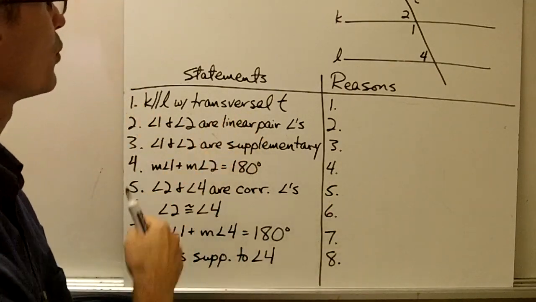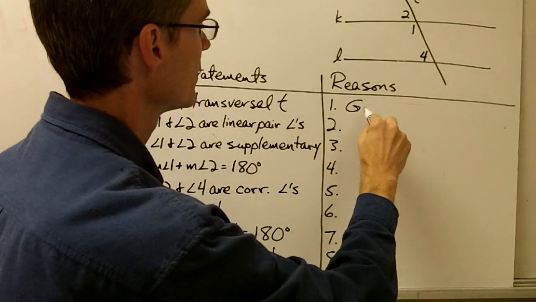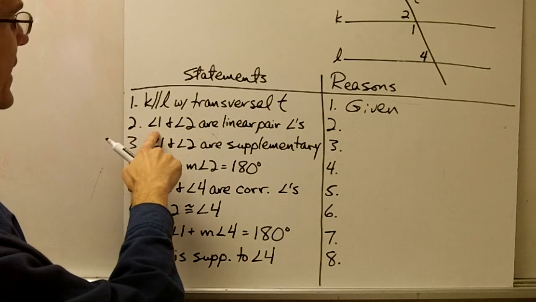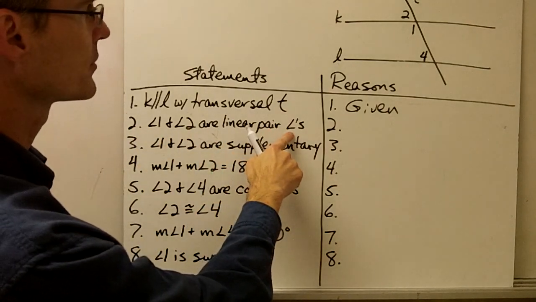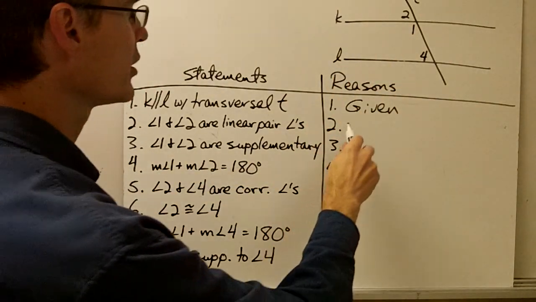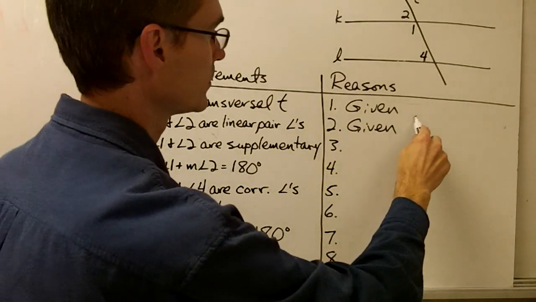Okay, so statement number 1 in our proof. K is parallel to L with transversal T. That is part of my given information. Statement number 2, I've got angle 1 and angle 2 are linear pair angles. And here are angle 1 and angle 2, and I can see in my picture that they are linear pair angles. That information is given to me in my picture.